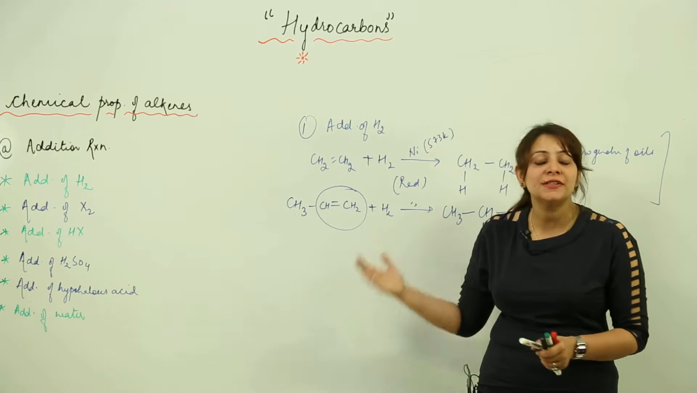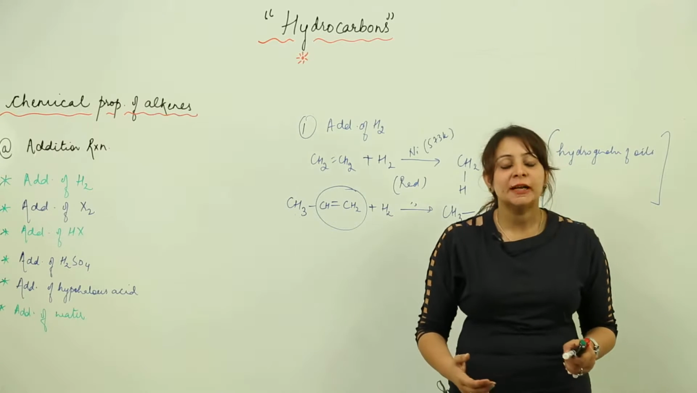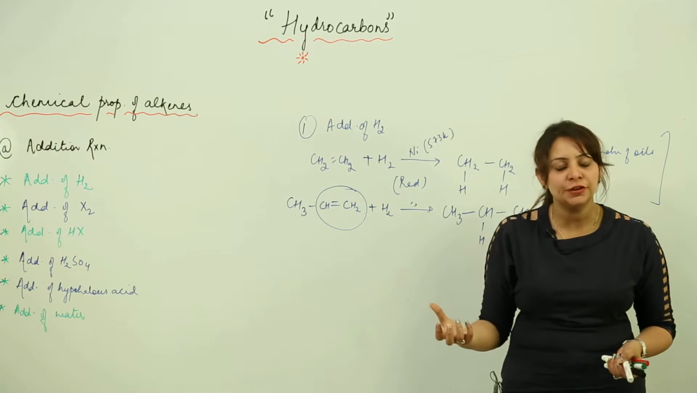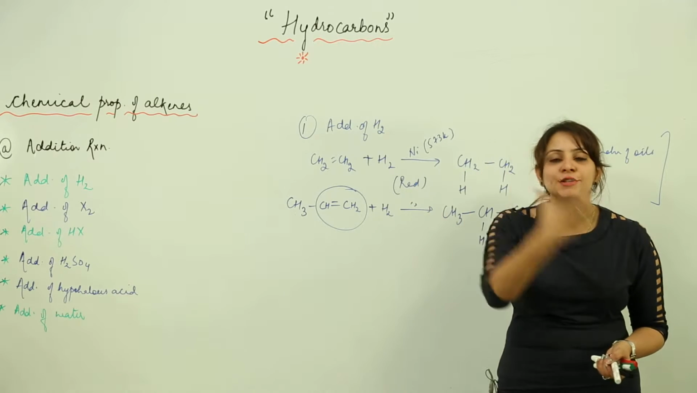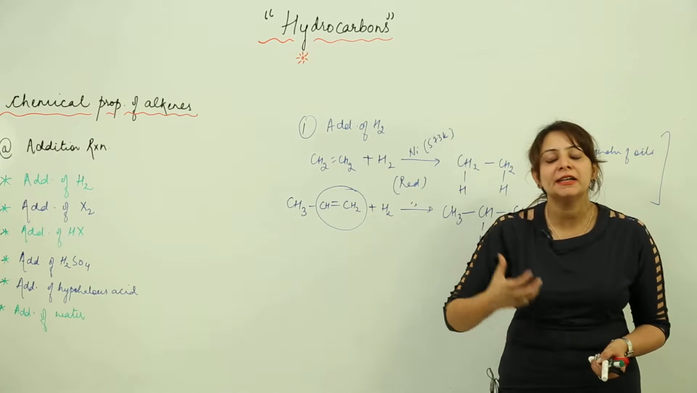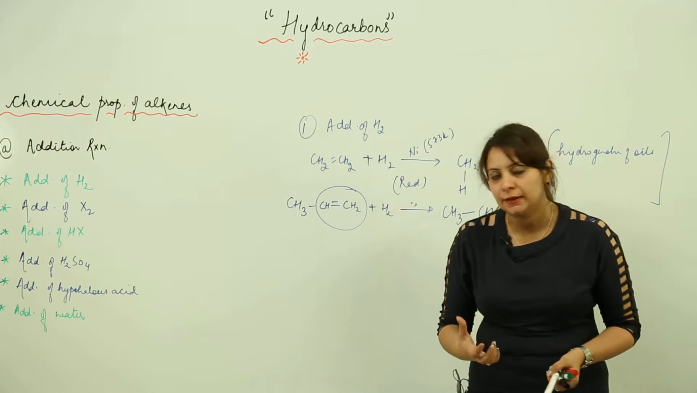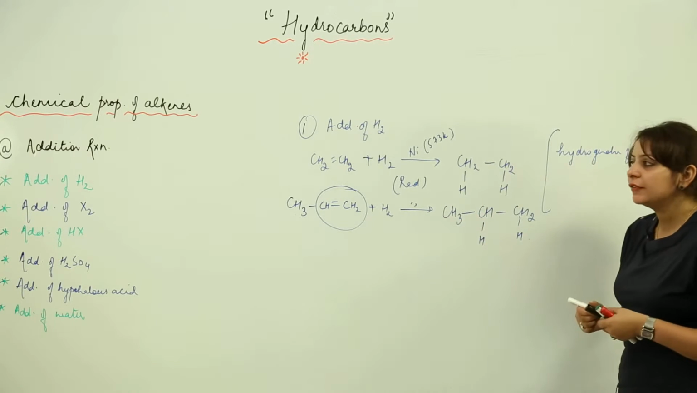And it is one of the processes of preparing an alkane also. That means if you add hydrogen to an unsaturated compound, it changes into an alkane. So ultimately it is a method also to prepare an alkane. So this is the addition of hydrogen.